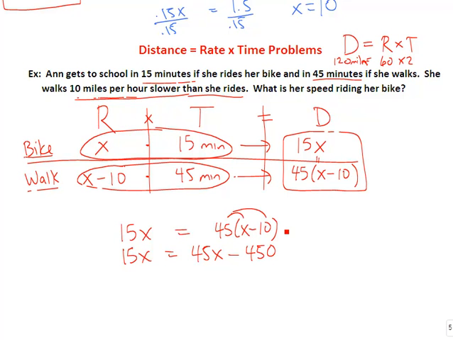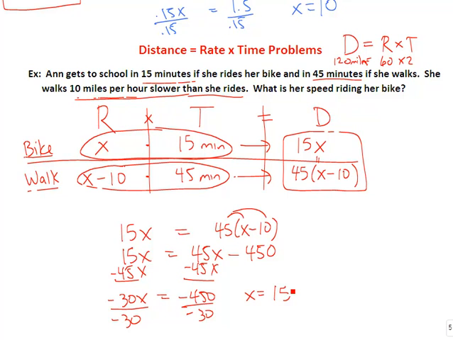I'm going to get my x's together by subtracting 45x. 15 minus 45 is negative 30x. On the right side, remember there's a negative in front of that 450. So when I divide both sides by negative 30, we get x equals 15.